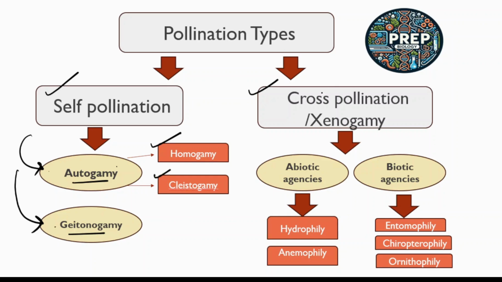So the second type of pollination is cross-pollination or xenogamy. Under this, there are 2 agencies present, abiotic agencies and biotic agencies. Under the abiotic agencies, there are different categories, and under the biotic agencies, there are different categories. So we will discuss all these types in this class. First, we will start with self-pollination.